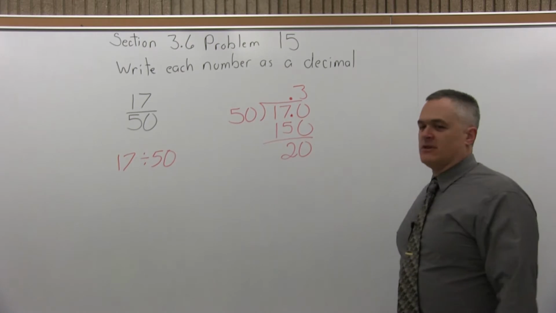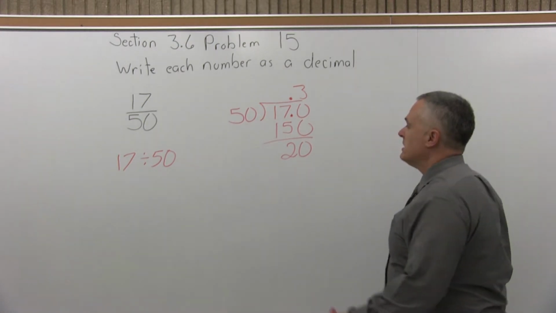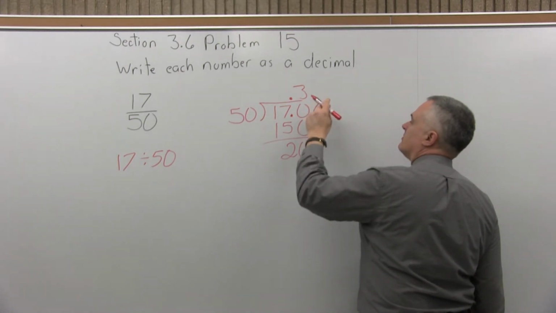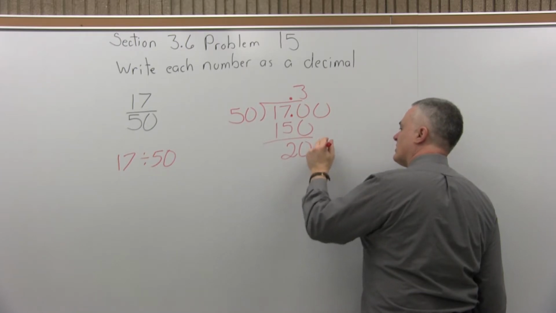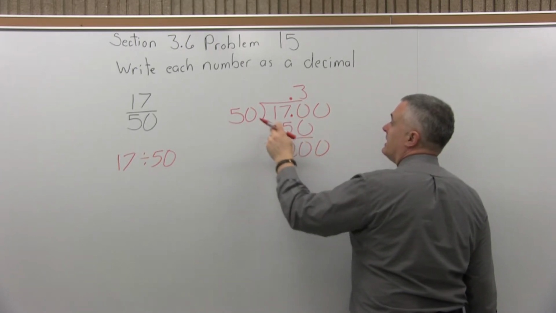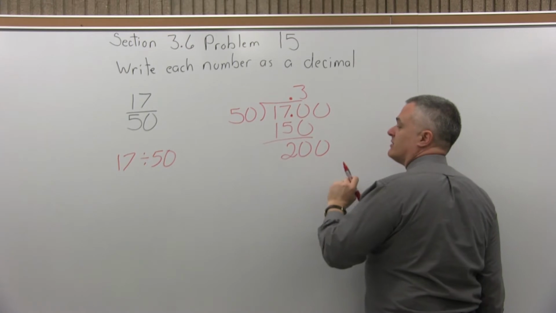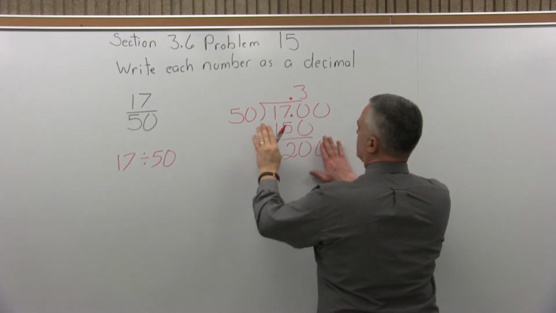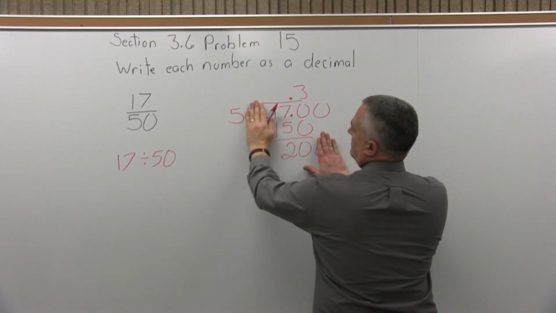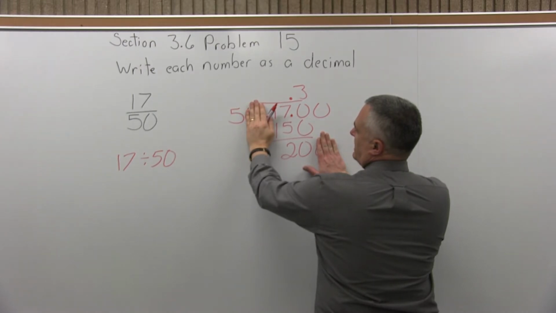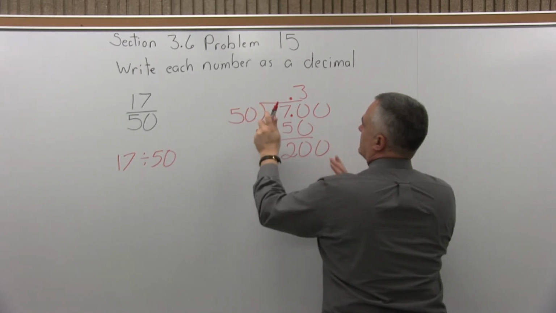So it didn't go in evenly. I have a remainder. So what I have to do is add another 0, pull it straight down next to the 20. So the 20 with a 0 after will be 200. Now 50 actually divides into 200 nicely. I can see that it goes in 4 times. If you don't see it, just cover up the last 0. You're really just dividing 5 into 20. That goes 4 times. And you'll see.